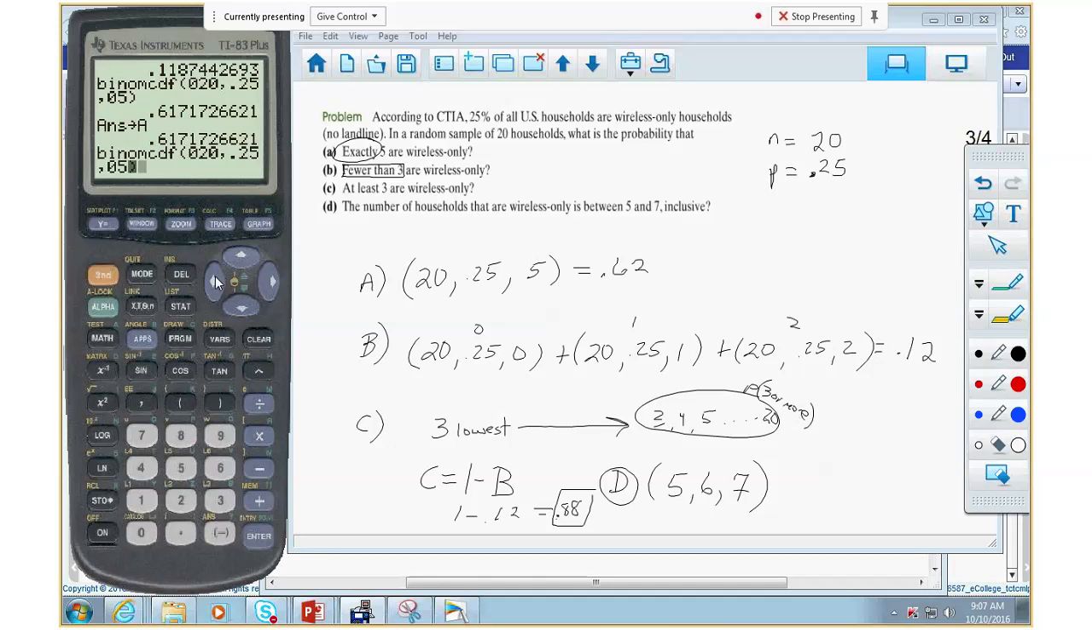There we go, 6, store, alpha B, second entry, second entry, and then the last one is 7, second store, alpha C. And add those up. Alpha A plus alpha B plus alpha C.